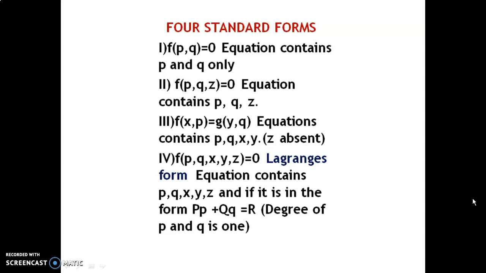Today we will see form 4, f of p, q, x, y, z equal to 0. Lagrange's form. Equation contains all these 5 variables and if it is in the form Pp plus Qq equal to R, degree of p and q is 1. These 3 forms I already explained in last video. Today we will see this form number 4.